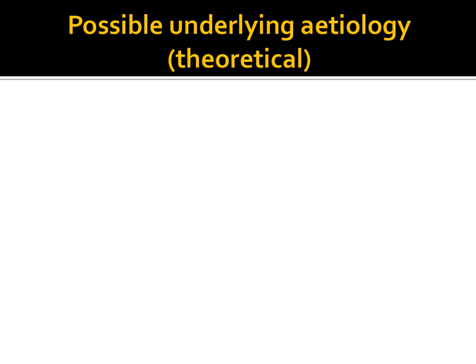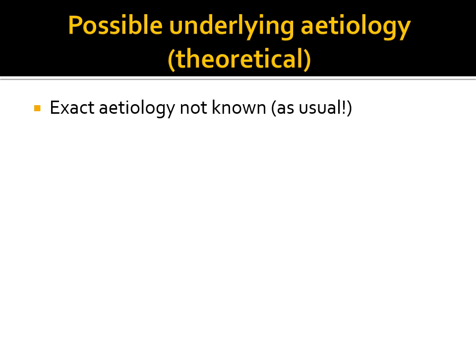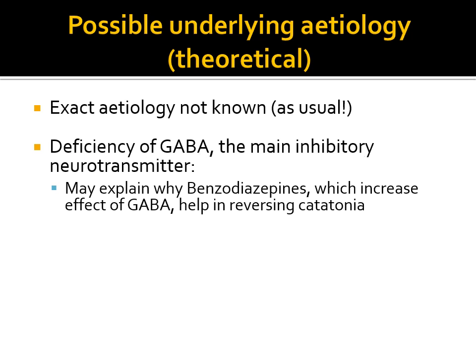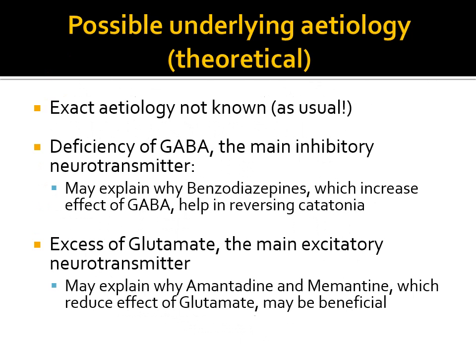What is the underlying etiology of catatonia? The exact etiology is not known, as is the case with many psychiatric and medical disorders. One possible explanation is that there is deficiency of GABA, which is the main inhibitory neurotransmitter in the brain. This may explain why benzodiazepines, which increase the effect of GABA, help in catatonia.